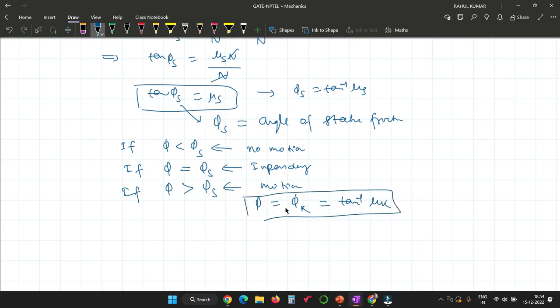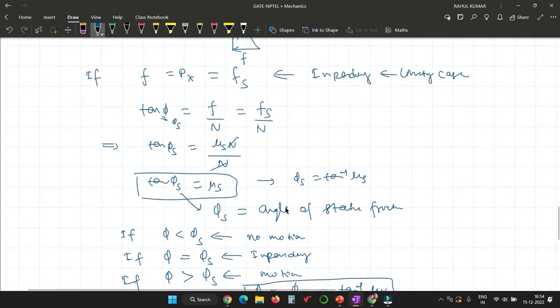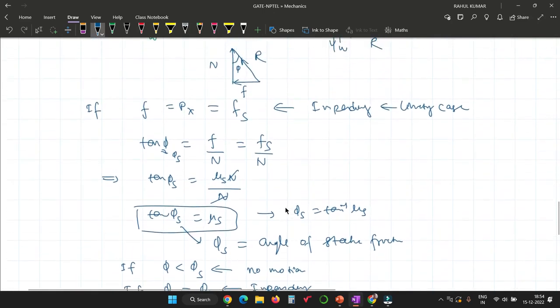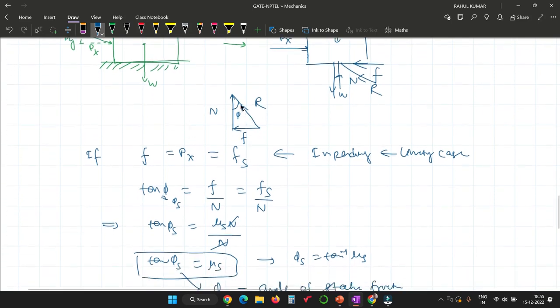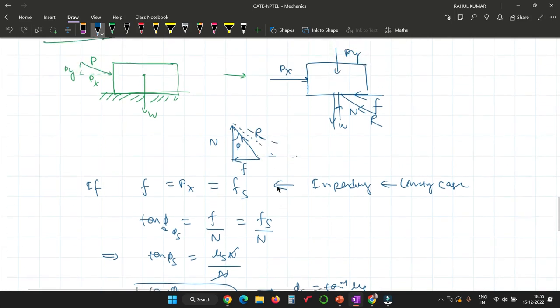Is there any doubt here? And what is the meaning? I am trying to say that if phi is less than phi s, which means that there is no motion. And in that situation, Px is exactly equal to F. And if you are increasing phi, then what will happen? This magnitude will start increasing.